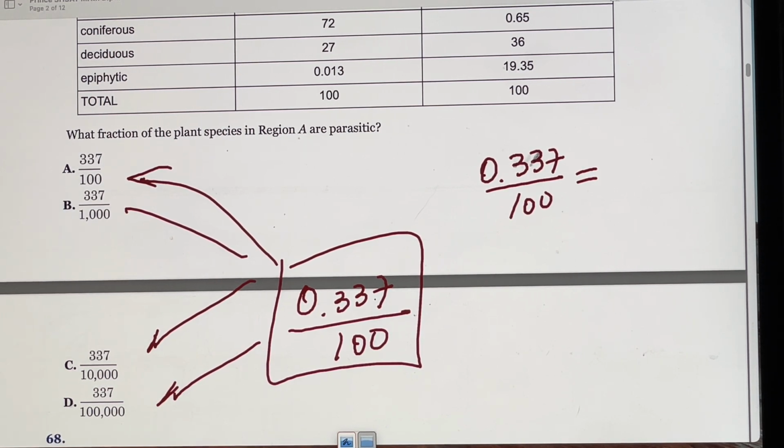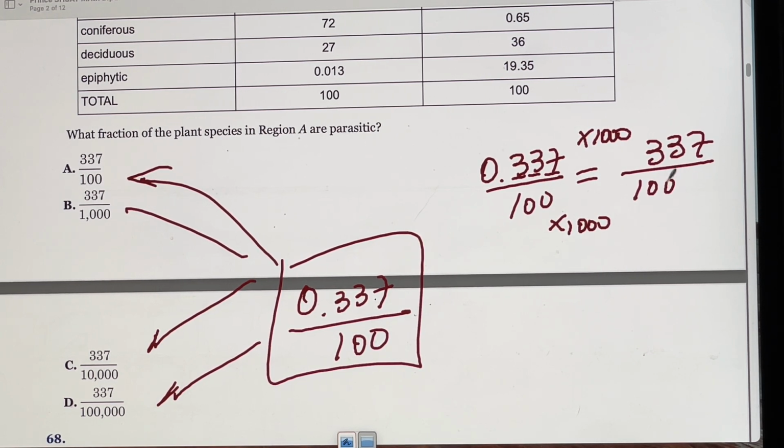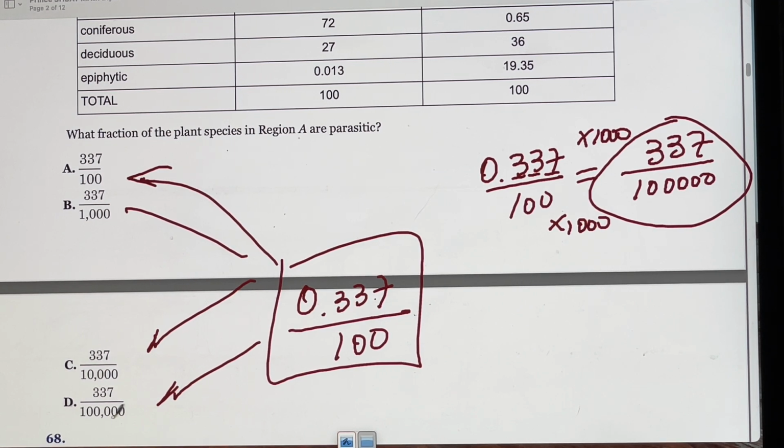Well, how do we get rid of the decimal here? Well, if we multiply this by 1,000, right? Because 1, 2, 3, this is in the thousandth place. So if you multiply 0.337 times 1,000, you end up moving the decimal 3 spaces to the right. So that becomes 337. And if you multiply the top by 1,000, you have to multiply the bottom by 1,000. And at the bottom you get 1, 2, 3, 4, 5 zeros. So is there anything that looks like this? 5 zeros. There you go. Answer is D.